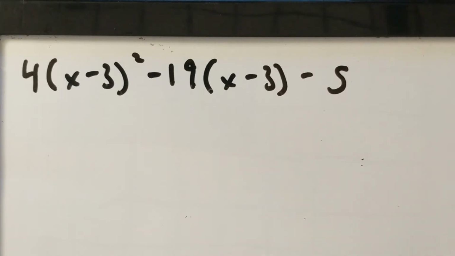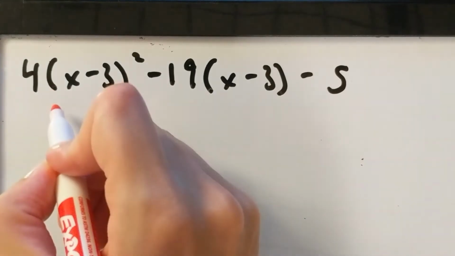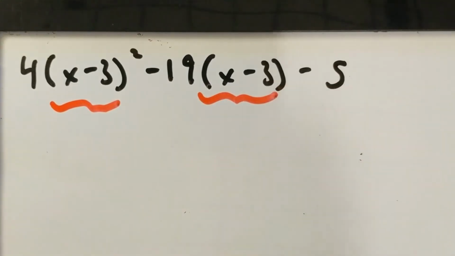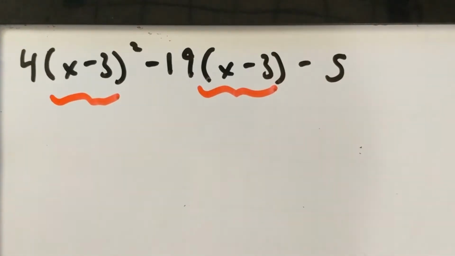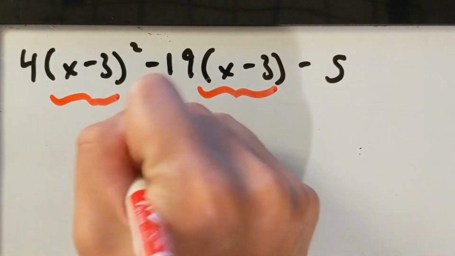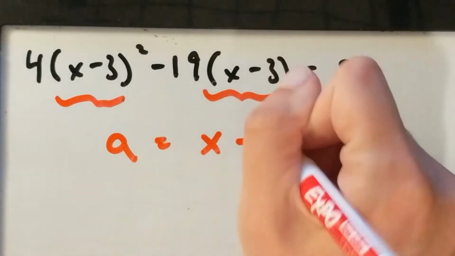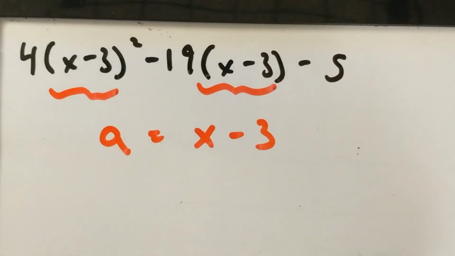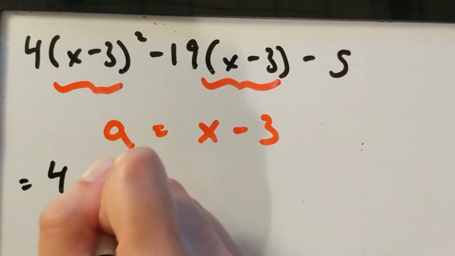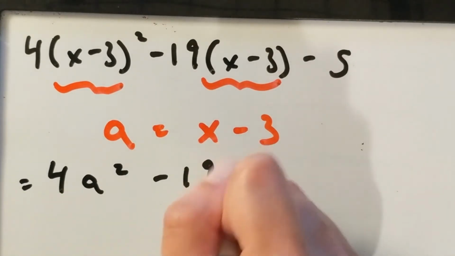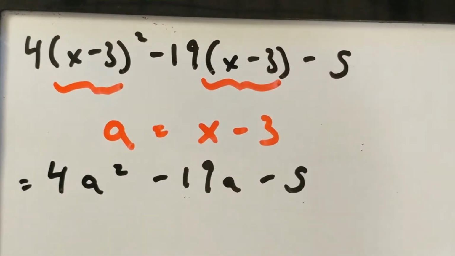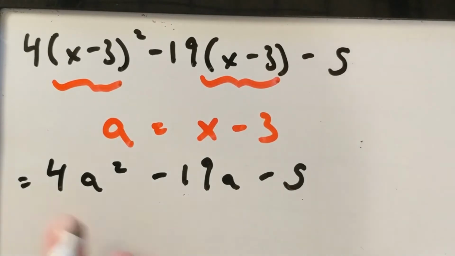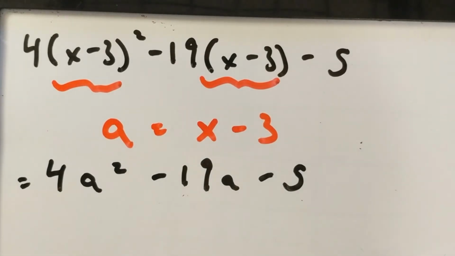What I'm going to do is replace x minus 3 with a new variable. In this case, I'm going to let it be a. A is going to be x minus 3. I can then rewrite my original problem as 4a squared minus 19a minus 5. This is a problem that is very easily factored.